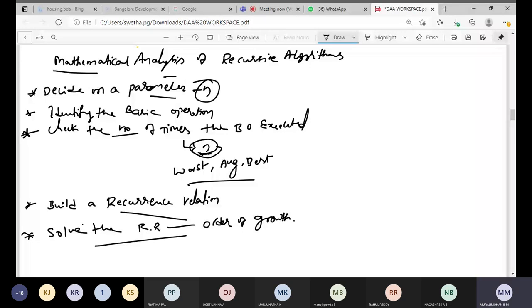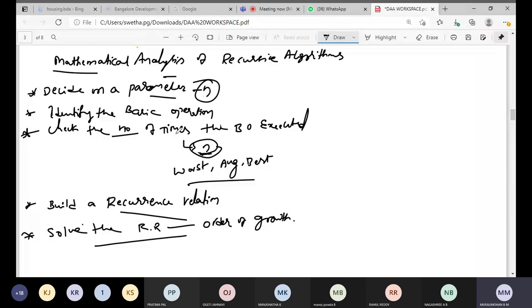Kindly respond, please. The question will come: write the general plan for analyzing the time efficiency of recursive algorithms, or write the general plan for mathematical analysis of recursive algorithms. Always, first, as it is, we will decide on a parameter, that is the input size. Next, we'll identify the basic operation. Next, we'll identify the number of times the basic operation is executed.